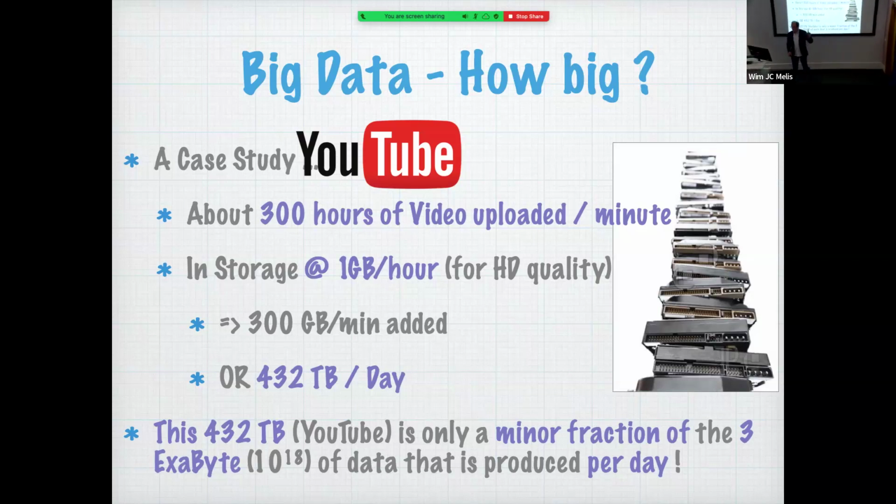If we assume, and this is the only assumption I'm going to make, that that is HD quality, high definition quality, then I come to about a gigabyte per hour. So that's 300 gigabytes per minute added, that's 432 terabytes per day. That's a substantial number, right? Now, this is only a minor fraction of all the data that we as a human society produce on a daily basis. How much of a fraction is that? From 432 terabytes to 3 exabytes, right?